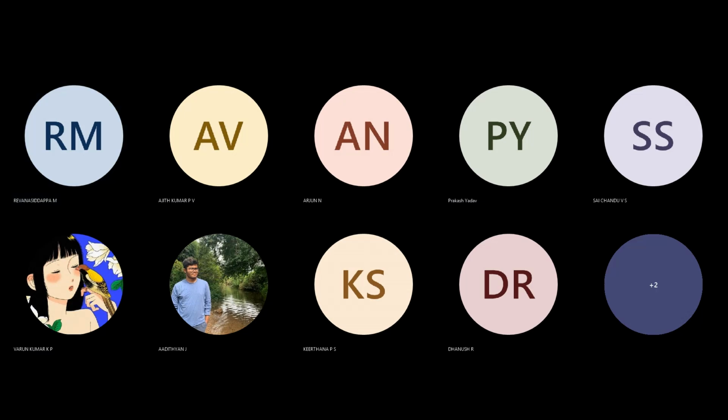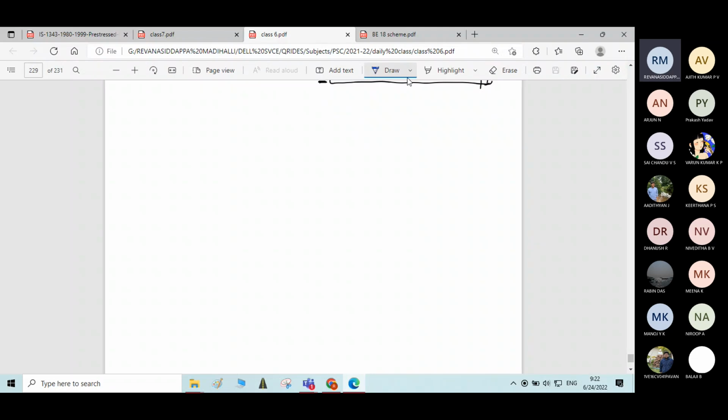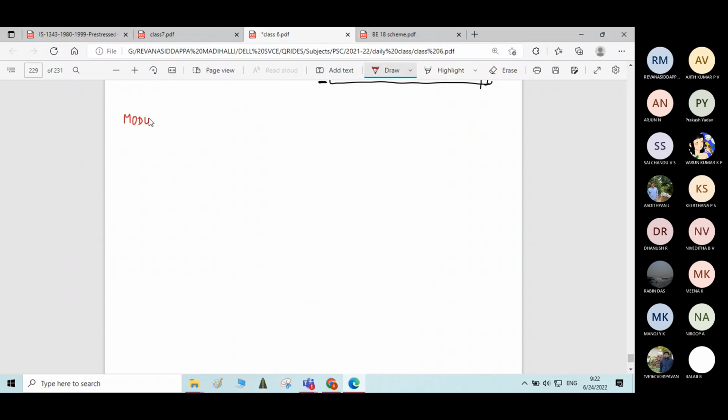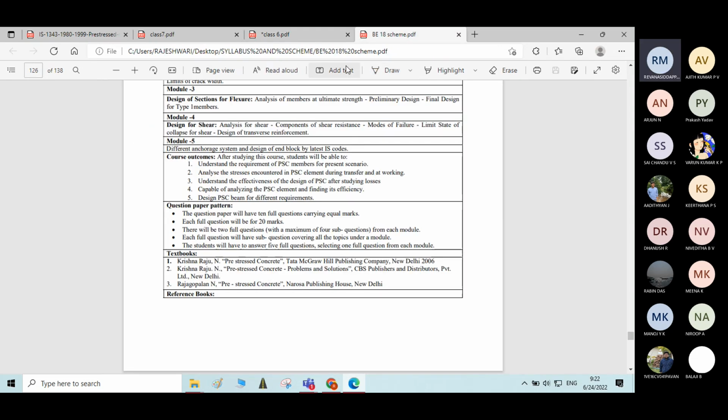Module 5, headline. Module 5: different anchorage systems and design of end block by latest IS codes.